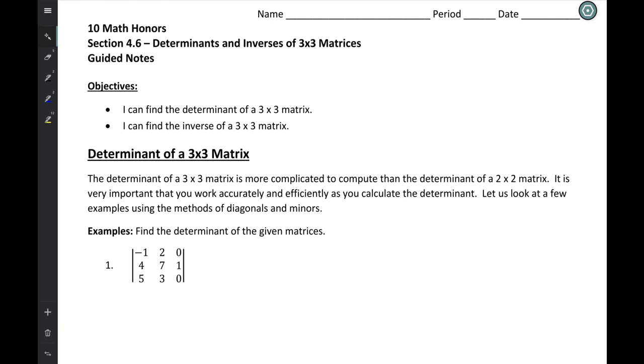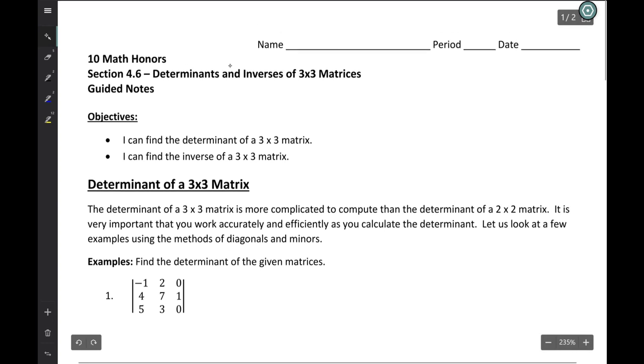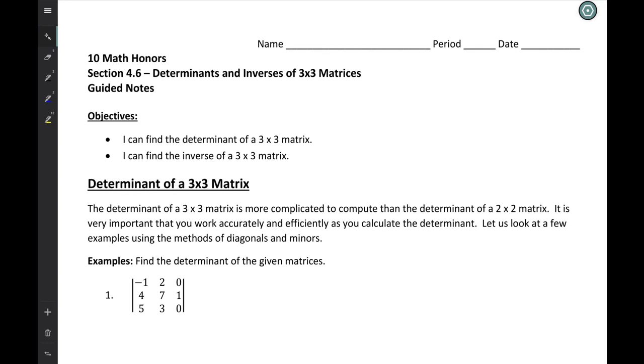Welcome back to another exciting video about matrices. Today we're going to be talking about determinants and inverses of 3x3 matrices.